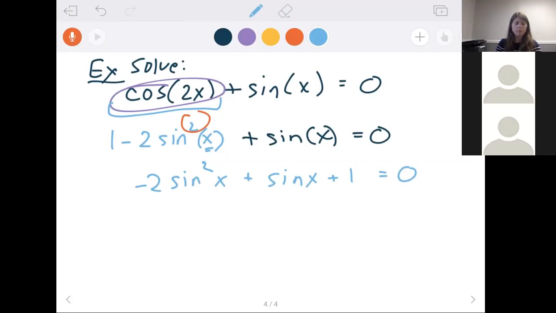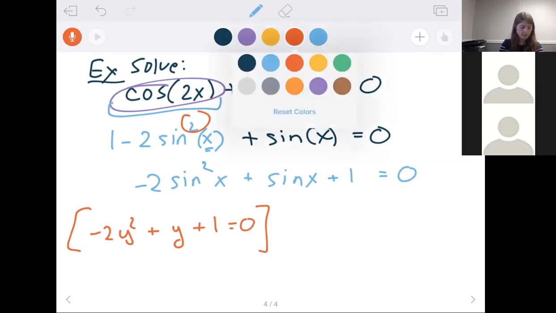So let's think about approaches here. At this point, what we want to recognize is this is very similar to the idea of negative y squared plus y plus 1 equals 0. It's a quadratic equation, just substituting y equals sine of x here. So if we see that, I would probably do a little bit of cleanup.